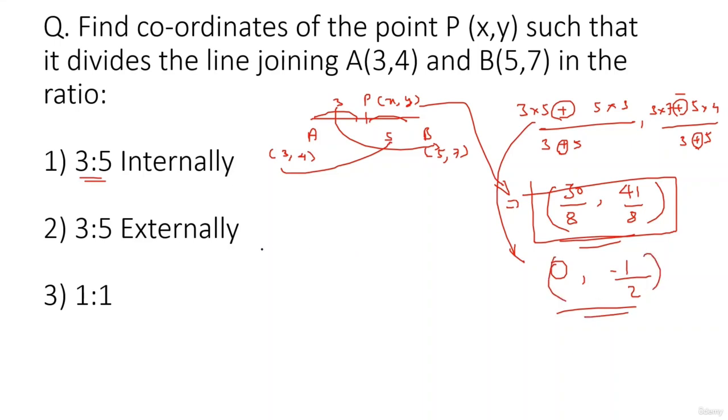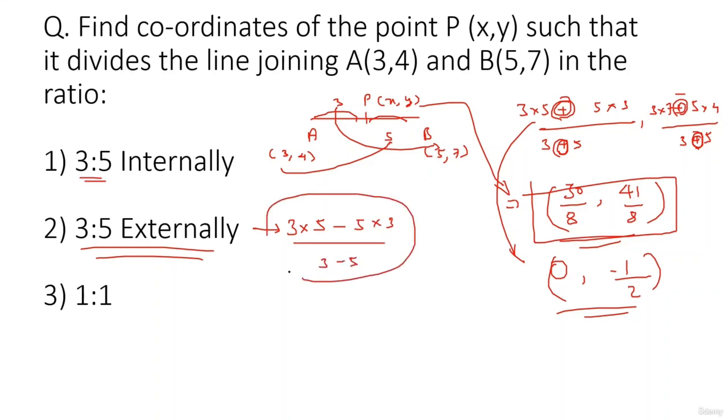In case it divides 3:5 externally, just replace all these plus signs, guys, with the minus sign. That's exactly what I've done, and I got 0 and minus 1 by 2. If you're still not convinced, I'll do it once again for you guys. So 3 into 5 minus 5 into 3 divided by 3 minus 5, this is the x coordinate. And for the y coordinate, 3 into 7 minus 5 into 4 divided by 3 minus 5.